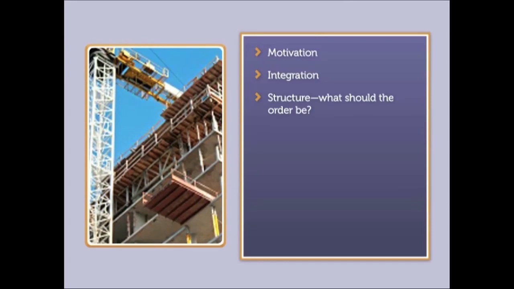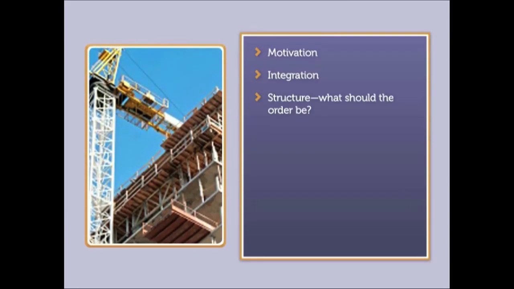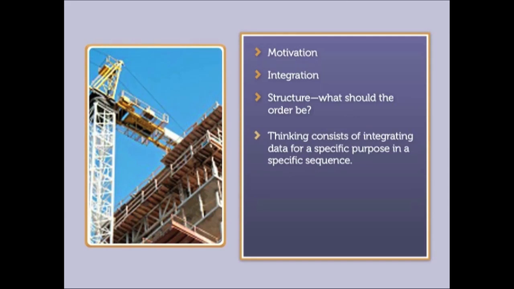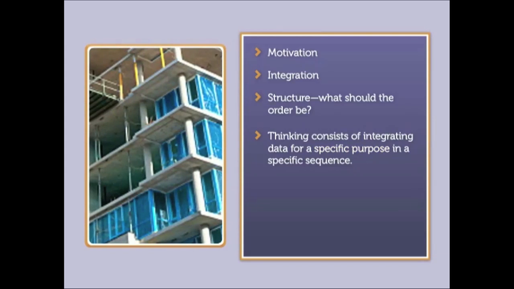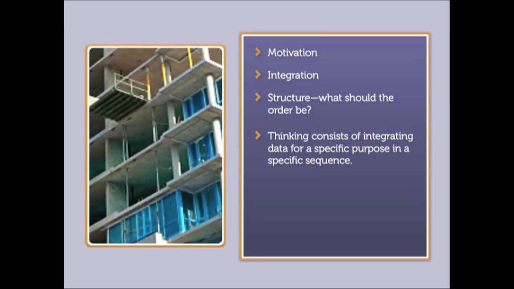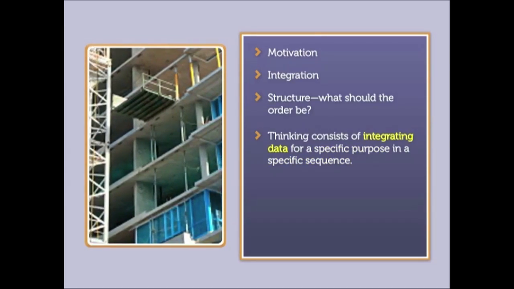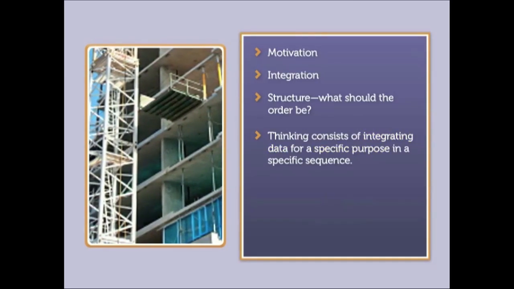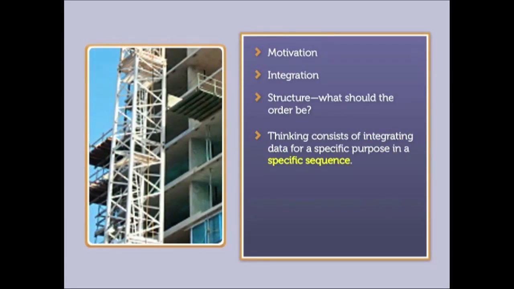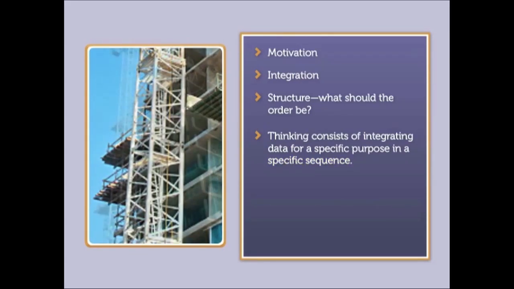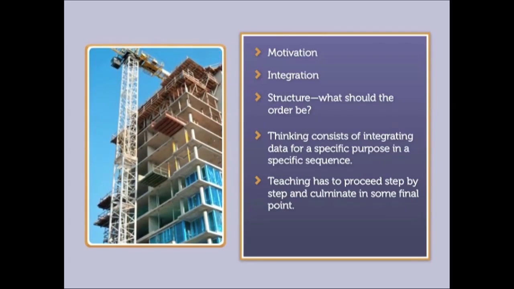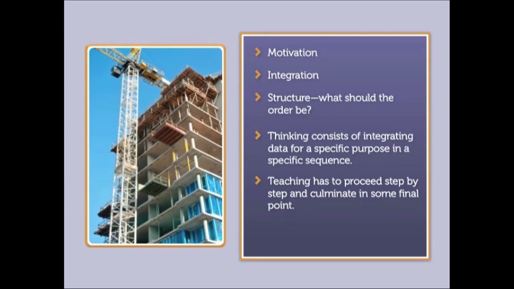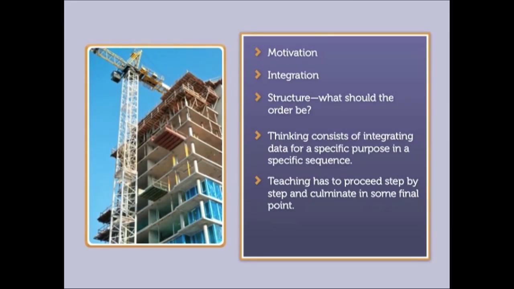So if I wanted to summarize the whole three points in one sentence, I would say this: thinking consists of integrating data for a specific purpose in a specific sequence. Integrating data, that's the second point. For a specific purpose, that's the first point. And now in a specific sequence or structure. Any process of thinking or teaching has to proceed step by step. It should be like a good movie or a good novel. It's got to have a beginning, a middle, and an end.